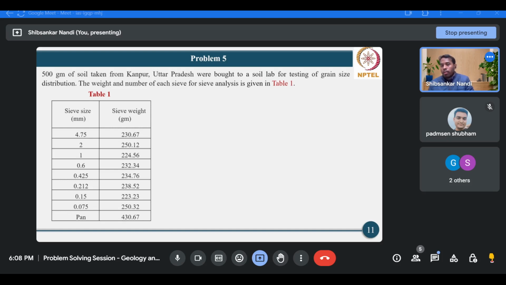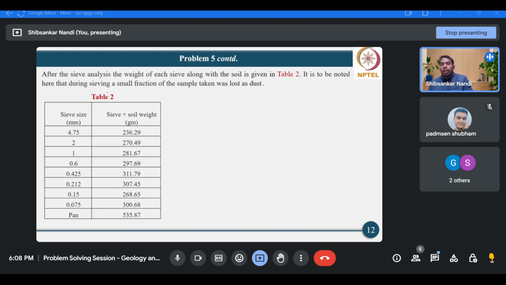So this table 1 basically gives the sieve size and the corresponding weight. These are the series of sieves which are used in the sieve analysis, starting from 4.75 millimeter to 0.075 millimeter, and these are the corresponding sieve weights. In addition to that, the pan weight is also given. I hope that you know the standard procedure by which this type of sieve analysis is performed. Otherwise, we will discuss it while solving the problem.